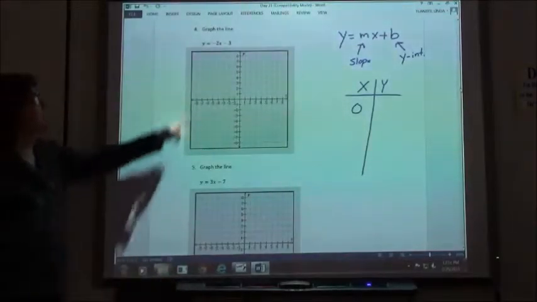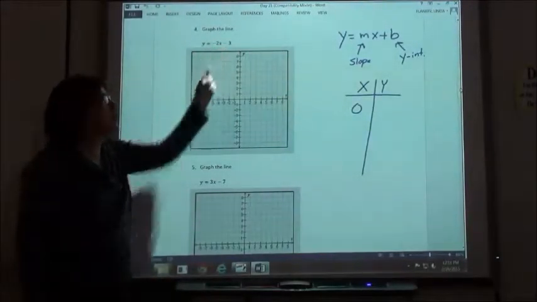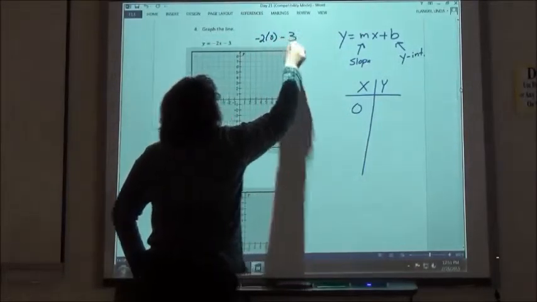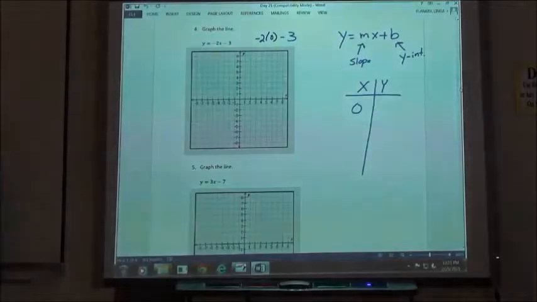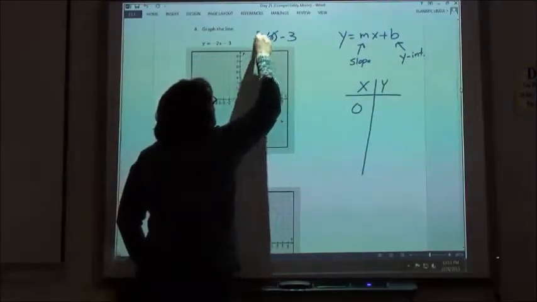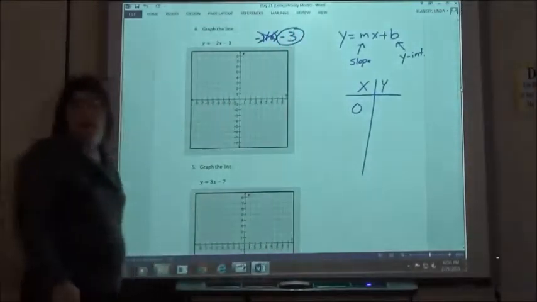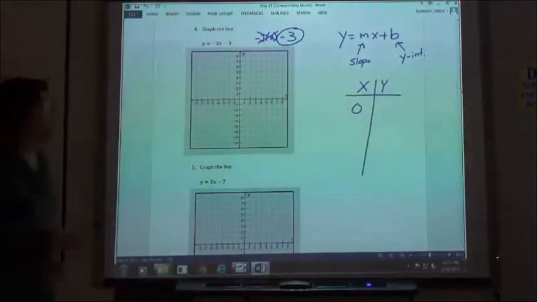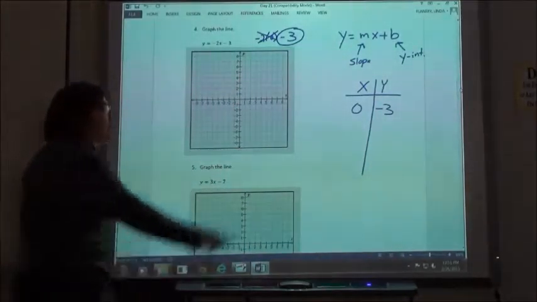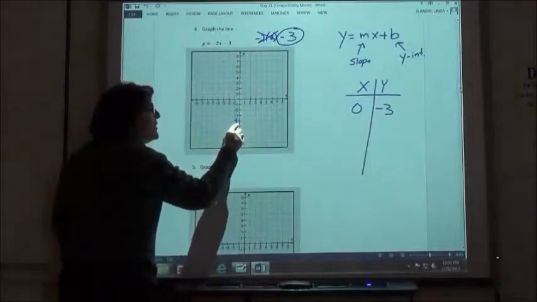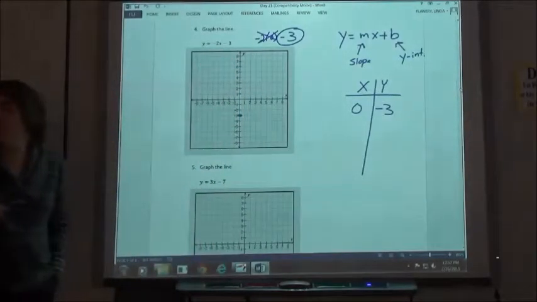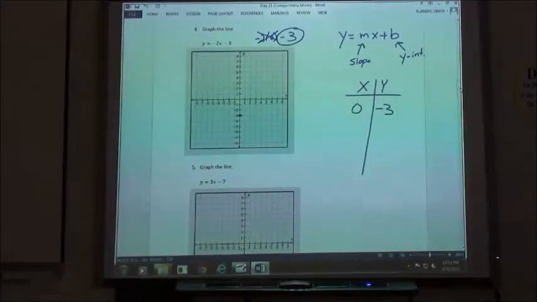If x is equal to 0 and I plug it into my expression, negative 2 times 0 minus 3, what happens? You get 0 for negative 2 times 0, and so you just get that number on the end. So that number on the end ends up being your y-intercept. When you plot the point (0, negative 3), you're going over 0 but down 3, and you end up touching the y-axis right on that number, negative 3.